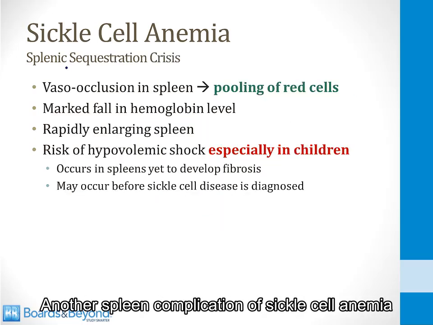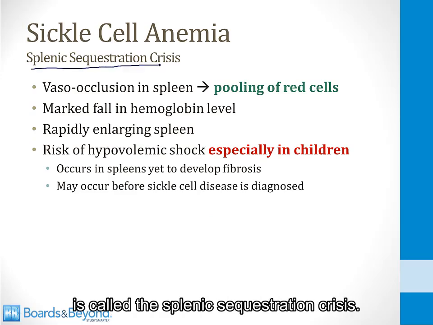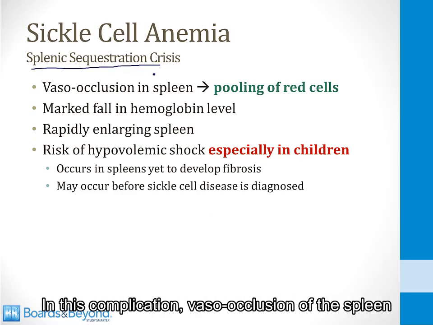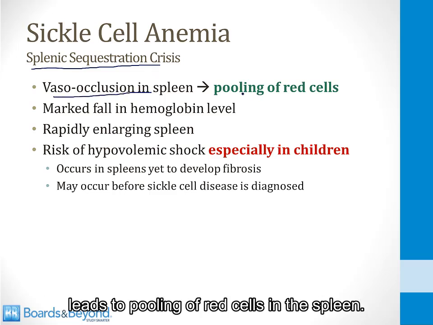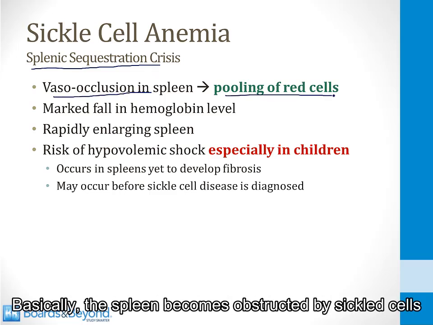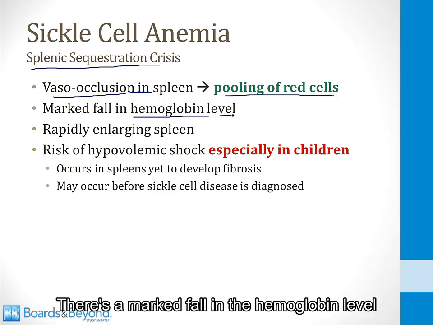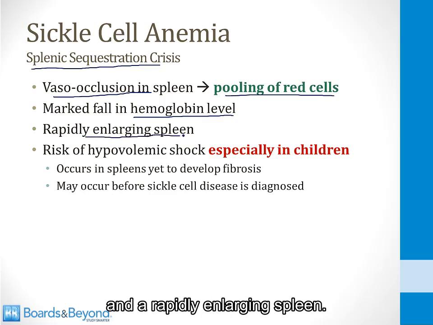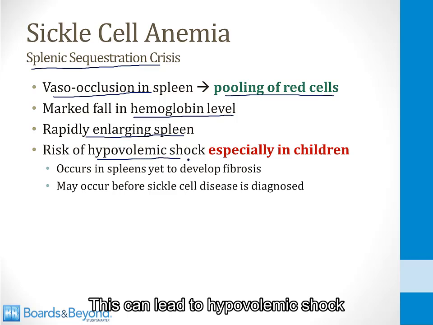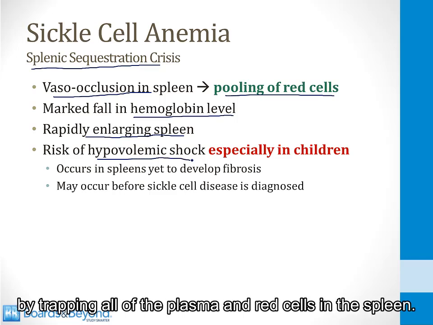Another spleen complication of sickle cell anemia is called the splenic sequestration crisis. In this complication, vaso-occlusion of the spleen leads to pooling of red cells in the spleen. Basically, the spleen becomes obstructed by sickled cells, and all of the plasma and red cells pool inside of the spleen. There's a marked fall in the hemoglobin level and a rapidly enlarging spleen. This can lead to hypovolemic shock by trapping all the plasma and red cells in the spleen.